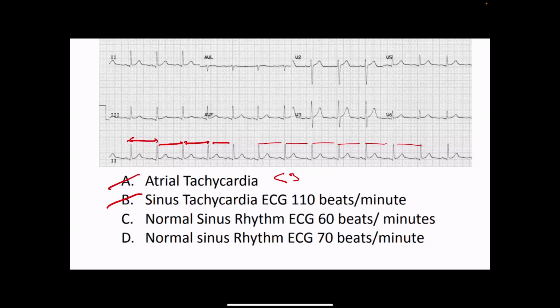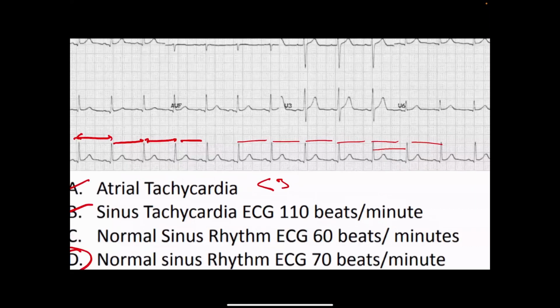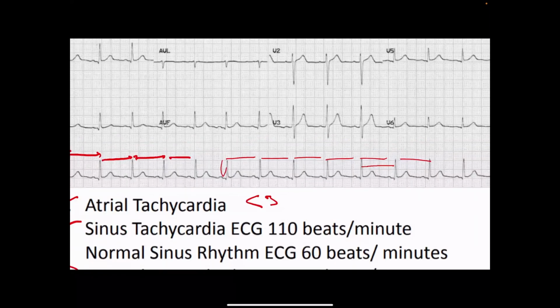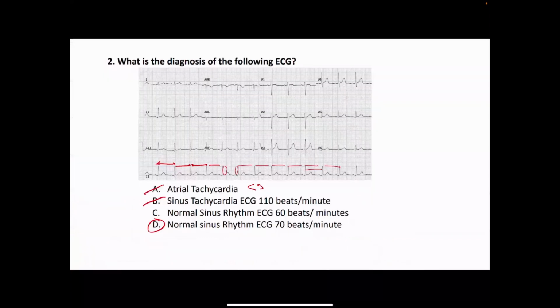Calculate the heart rate. You just divide by the number of big squares. 1, 2, 3. It's almost 4, like 3.5 to 4. So 300 divided by 4, that's around 70, so it's D. Okay? Don't ignore these spaces.